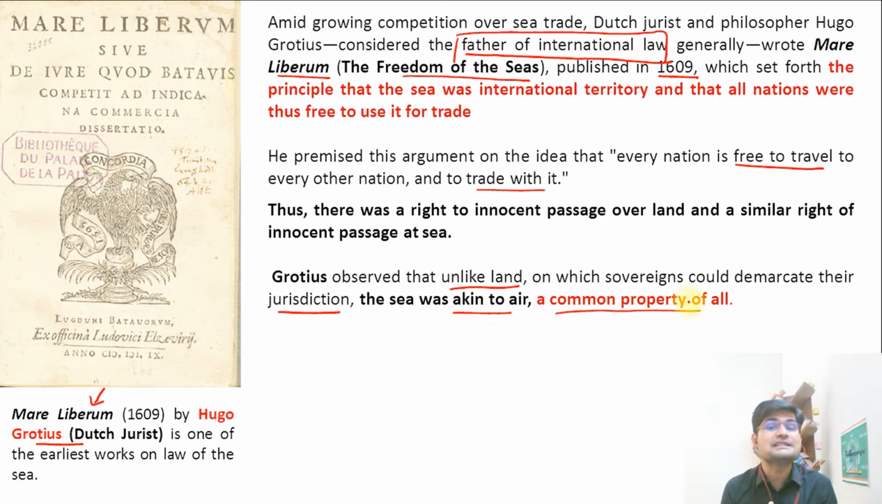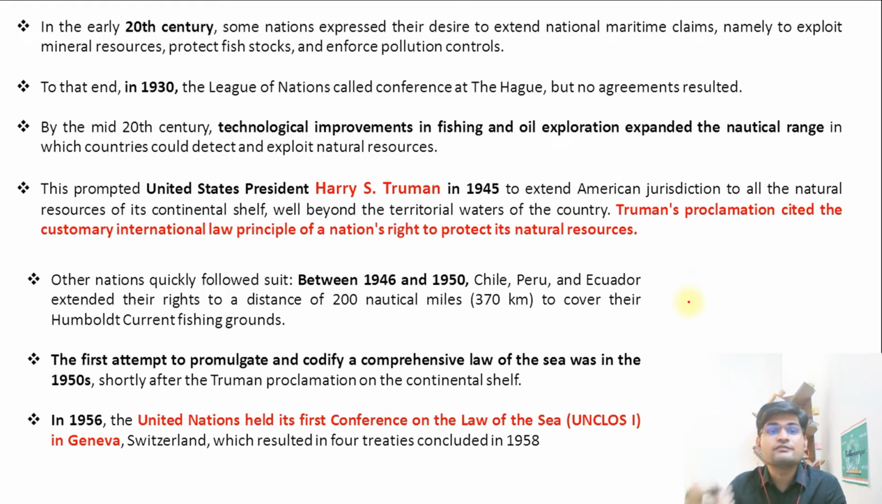So this common property nature of the sea was first discussed by Hugo Grotius, and that's why he's also known as father of international law, as early as 1609 when he published the Freedom of the Seas volume. If we look into the further journey, in the 20th century, many nations expressed their desire to extend their territorial limits, their sovereign limits, on the sea. That was part of the national maritime claims that they made. This was because they wanted to exploit the mineral resources, fishing, and further, what also led to the enforced pollution on the seas.